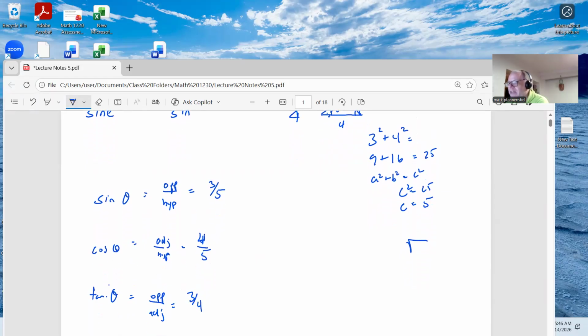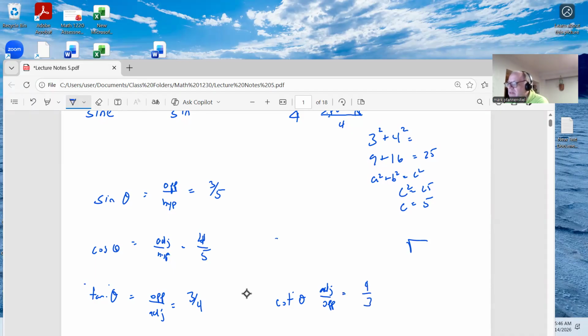There are three more ratios that we like to deal with, and I always write them this particular way because it helps me remember what the relationships are. So the cotangent is the reciprocal of the tangent. This is adjacent over opposite. If tangent is 3/4, the cotangent is simply the reciprocal of this, which is 4 over 3.